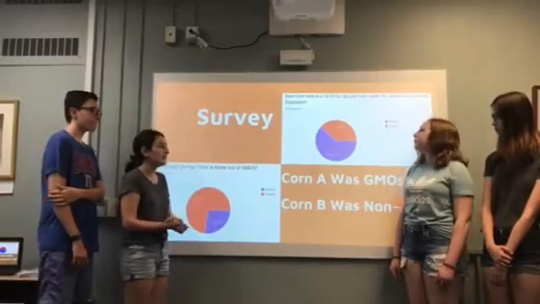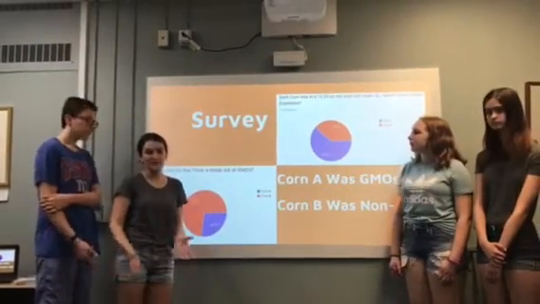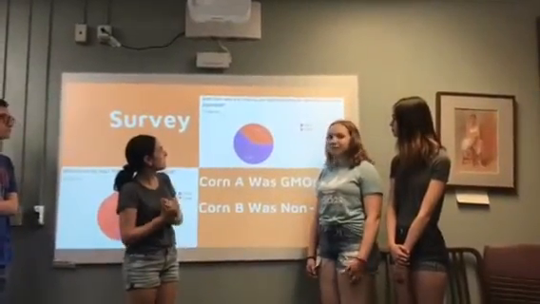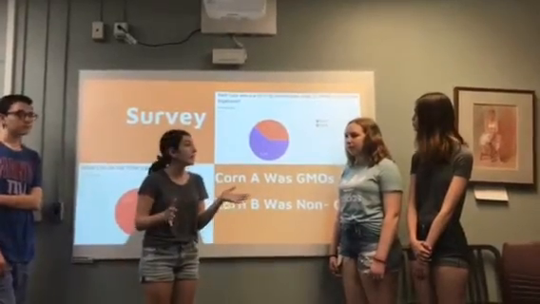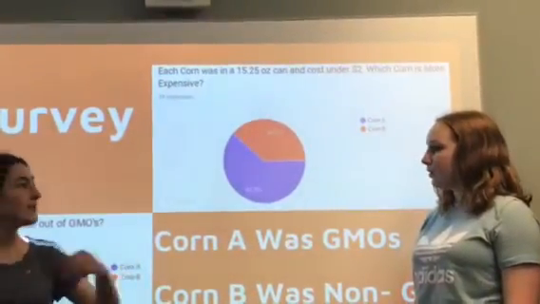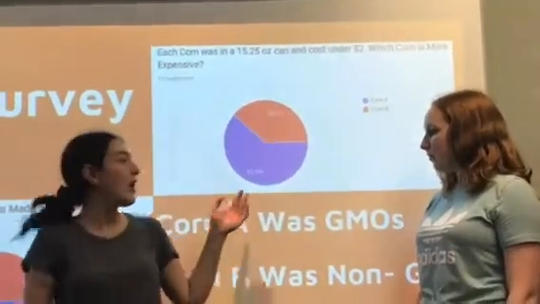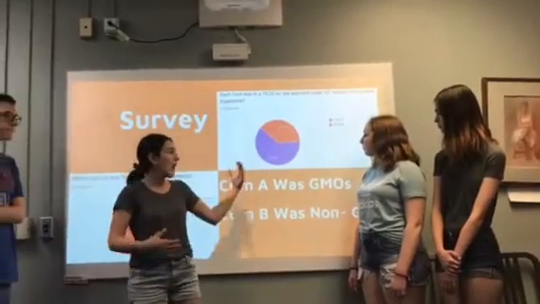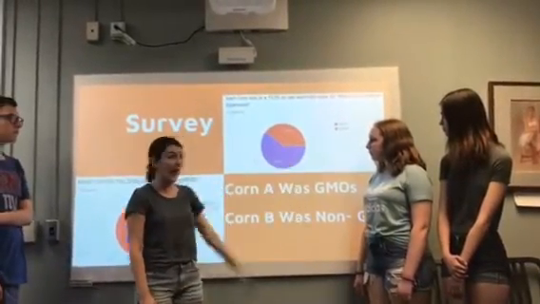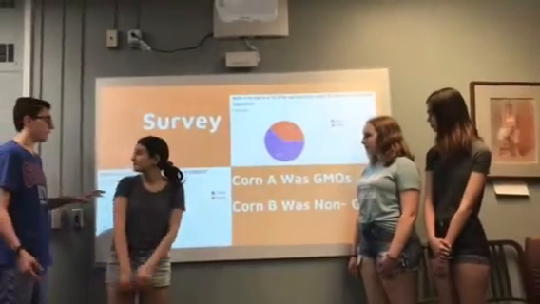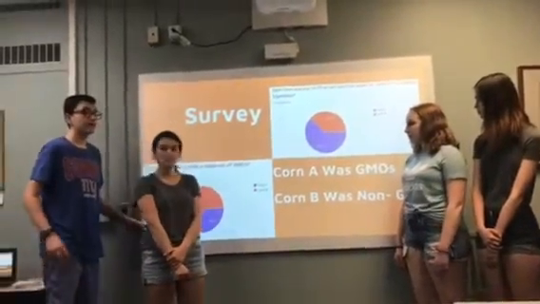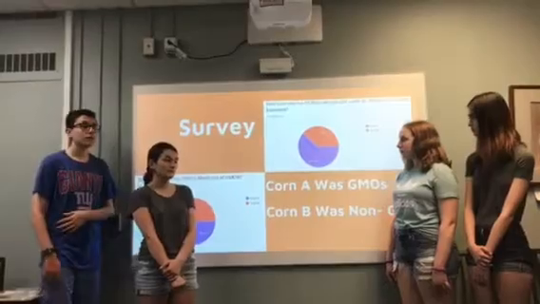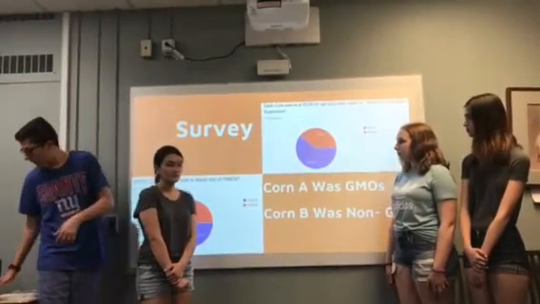People couldn't really tell because the numbers are very close together compared to what you would expect to find from a survey like this. And the other question we got was, each corn was in a 15.25 ounce can and cost under $2. Which corn is more expensive? And this was also, you can see the numbers are even closer than they were here, to the point where people can't really tell the difference in price of GMOs and how they impact our society economically and health-wise. But there tends to be a trend that people think that GMO organisms are cheaper, which is true, but people can't tell the difference between it, so it's not really worth it to go out and buy a non-GMO product.